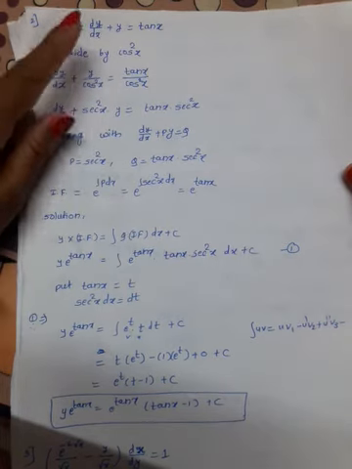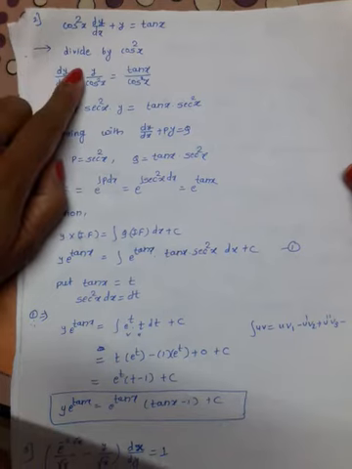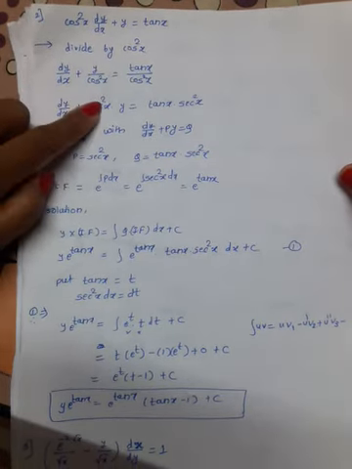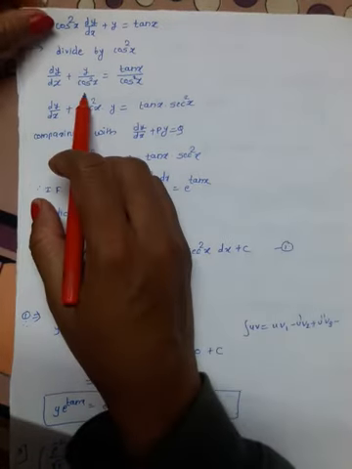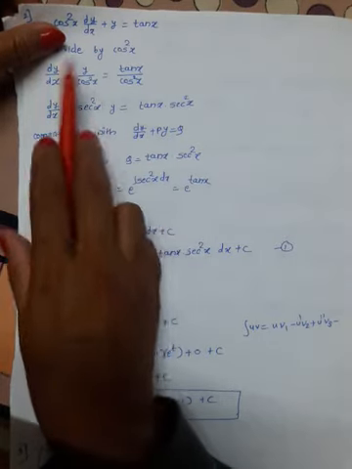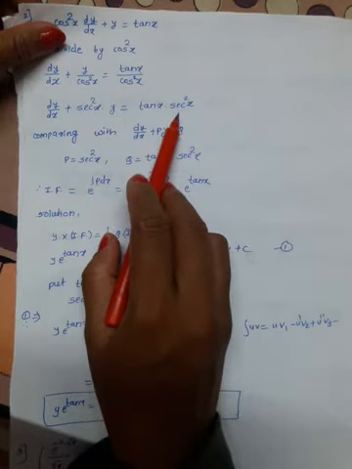That's why the first step will be to divide the whole equation by cos square x. We get dy by dx plus y upon cos square x is equal to tan x upon cos square x. Now simplify. 1 upon cos square is the reciprocal of cos, which is sec square x. This y as it is, tan x as it is, and 1 upon cos square becomes sec square again.